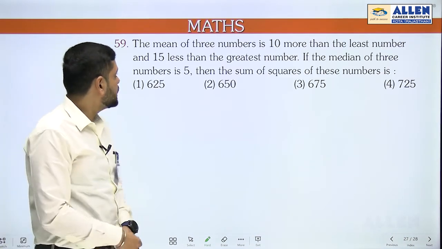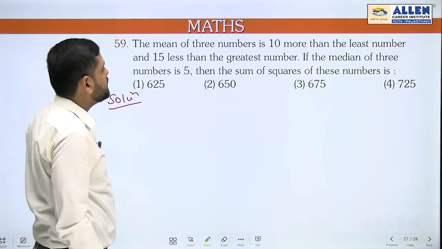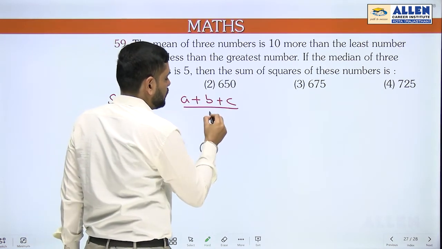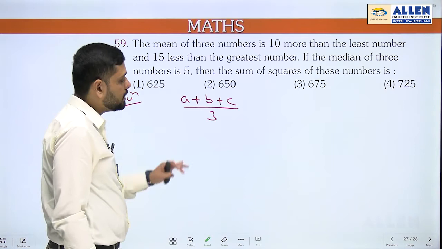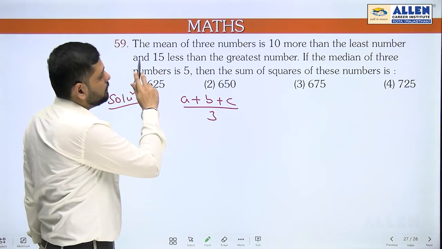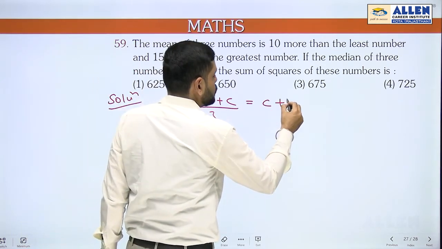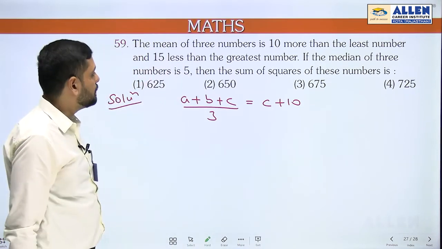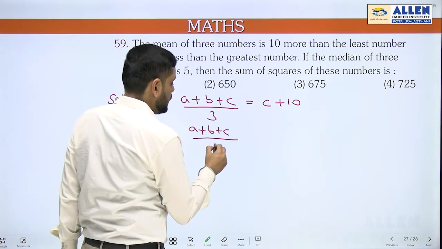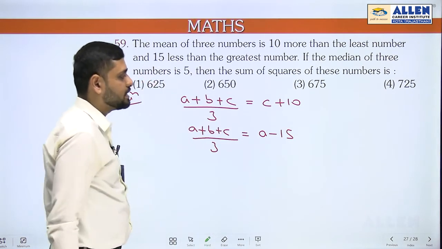So in the next question, what is given? The mean of the 3 numbers is 10 more than the least number. Suppose you take the mean of 3 numbers, A plus B plus C upon 3, and let us take A as the biggest number, C as the smallest, and B as the middlemost number. Then the mean of the 3 numbers is 10 more than the least number. Let us say the least number is C. And A plus B plus C upon 3 is 15 less than the greatest number. Let us say the greatest number is A.